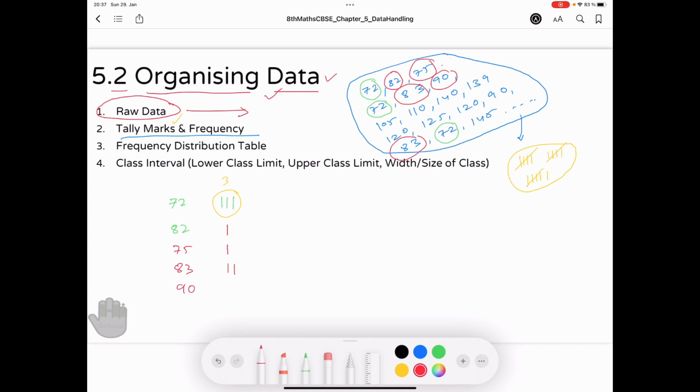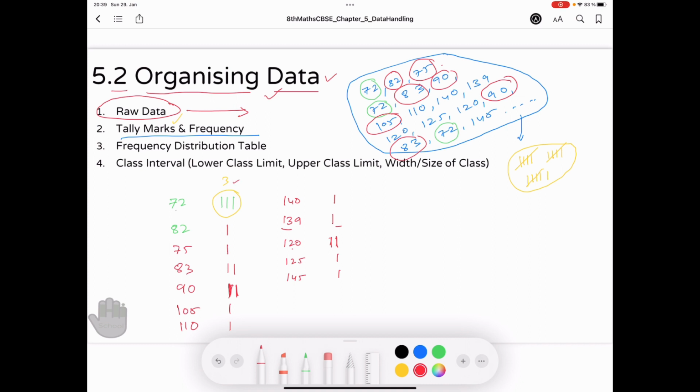Now 90 came once, and 90 came twice. 90 also came twice. And similarly 105 came once, and it did not come again. Okay, 110. So this is how I have written it for all these heartbeats per second. I have written its tally, like 82 came once, 139 came once, 120 came twice, so 1 and 2, like this.